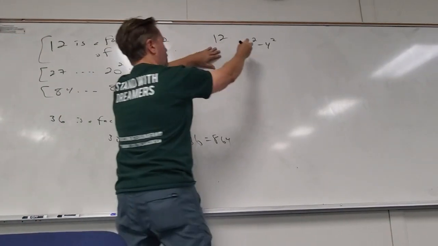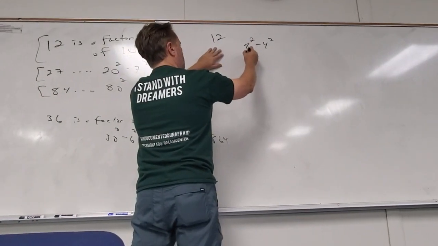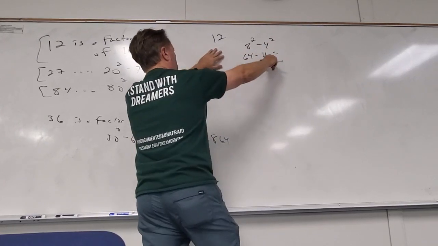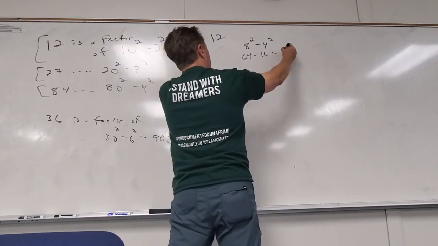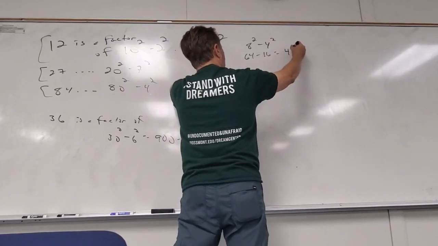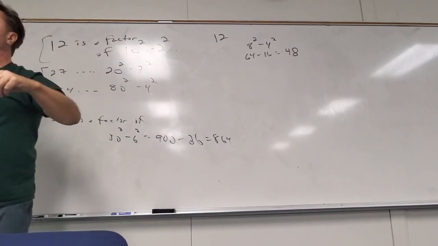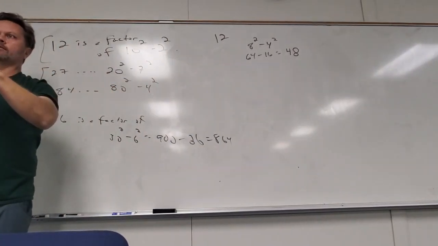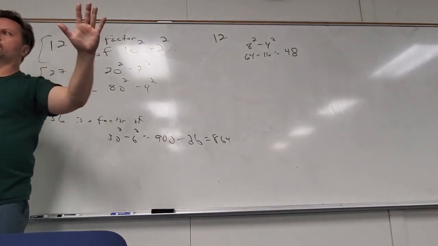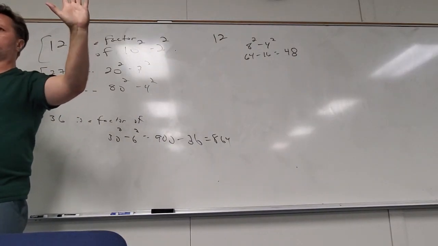What is 8 squared? 64. And what's 4 squared? 16. What's 64 minus 16? 48. All right. Is 48 divisible by 12? Oh, wow. All right. You guys with me? So it seems like it might be a broader general pattern, right?